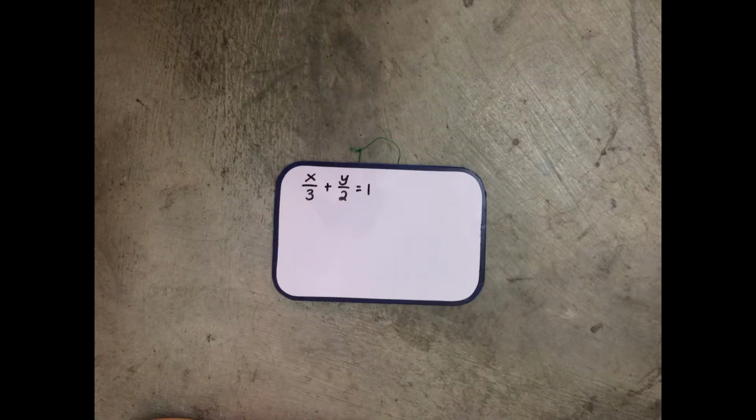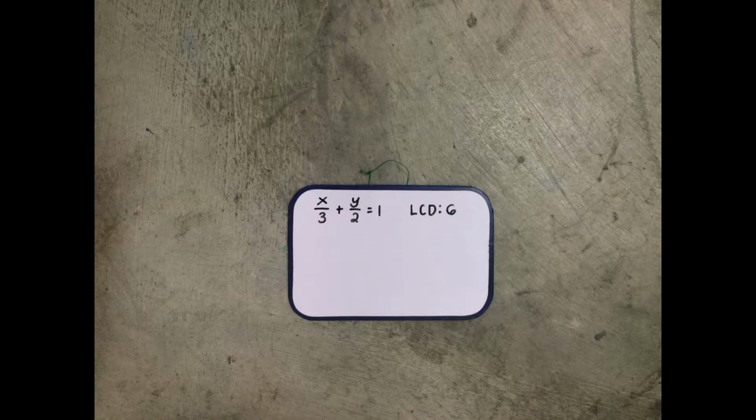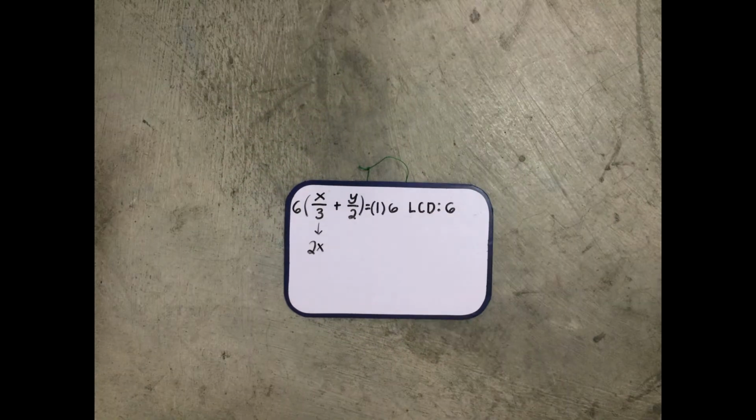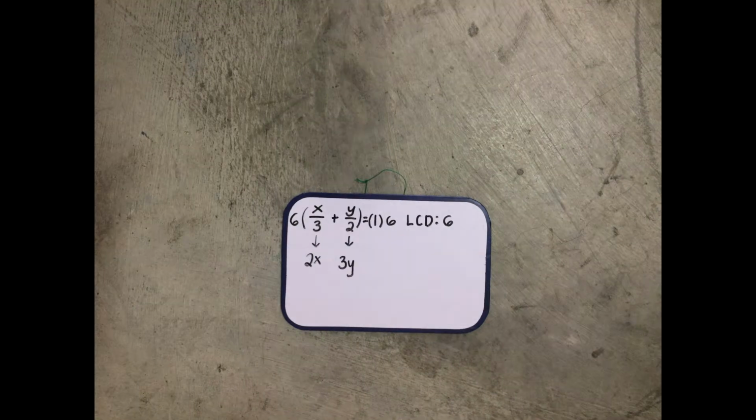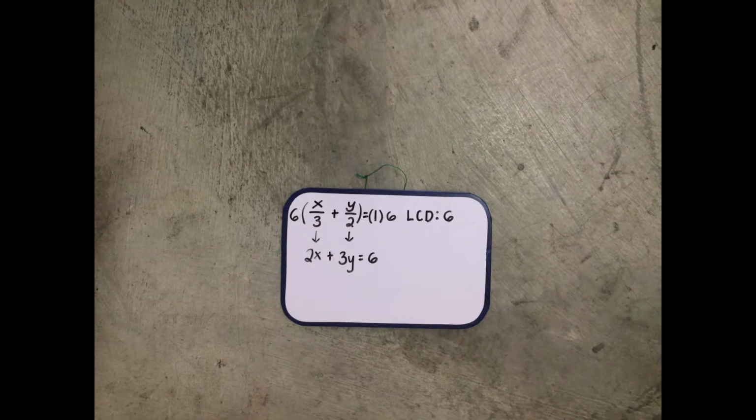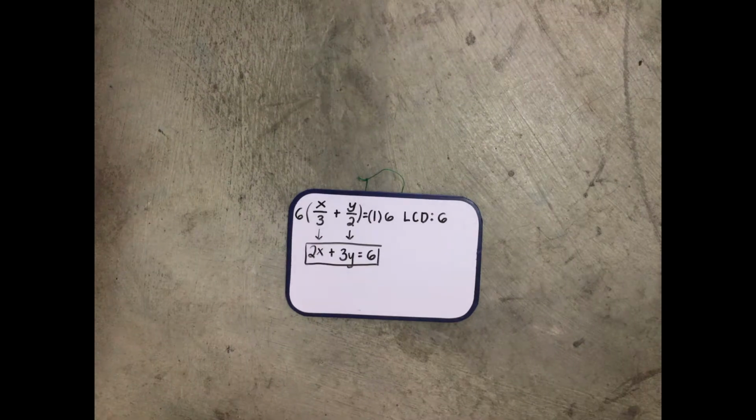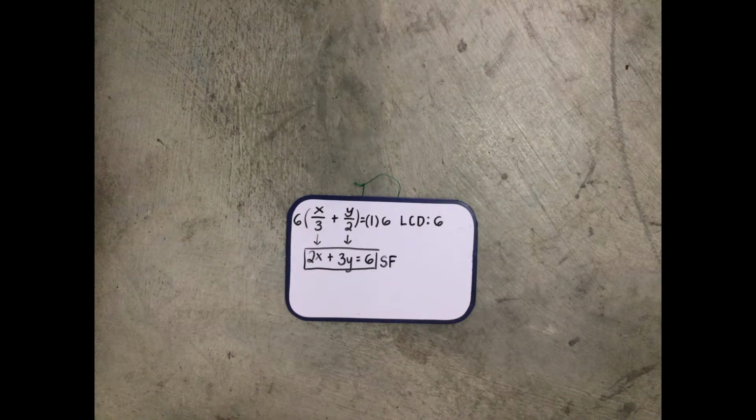x over 3 plus y over 2 is equal to 1. Their LCD is 6. We have to multiply both sides by 6. x over 3 times 6 is equal to 2x, while y over 2 times 6 is equal to 3y. 1 times 6 is equal to 6.